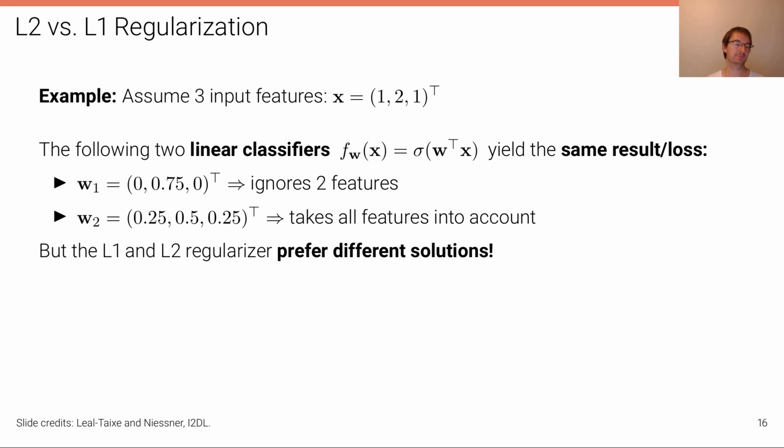So let's look at this phenomenon using a very simple, concrete example with numbers. So here we have an example where we assume 3 input features x, and these features are 1, 2, and 1.